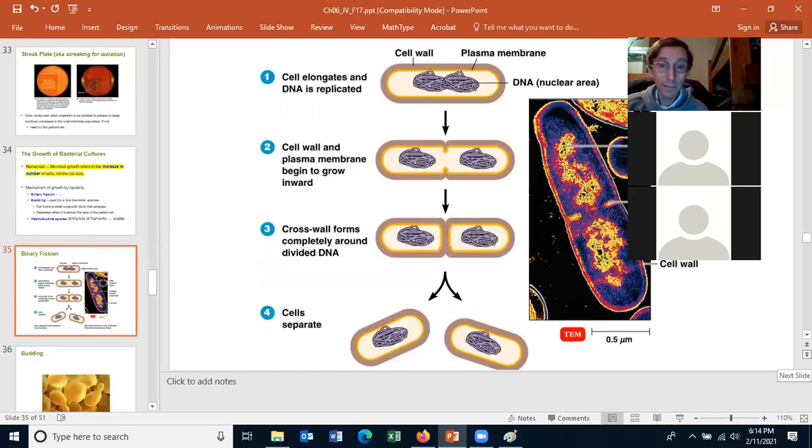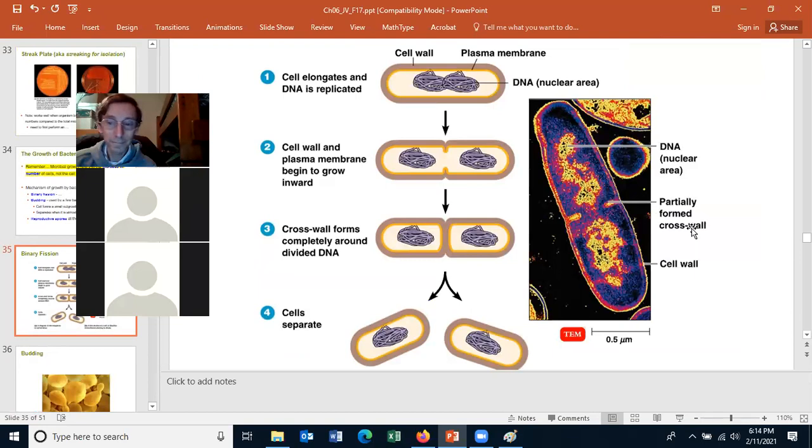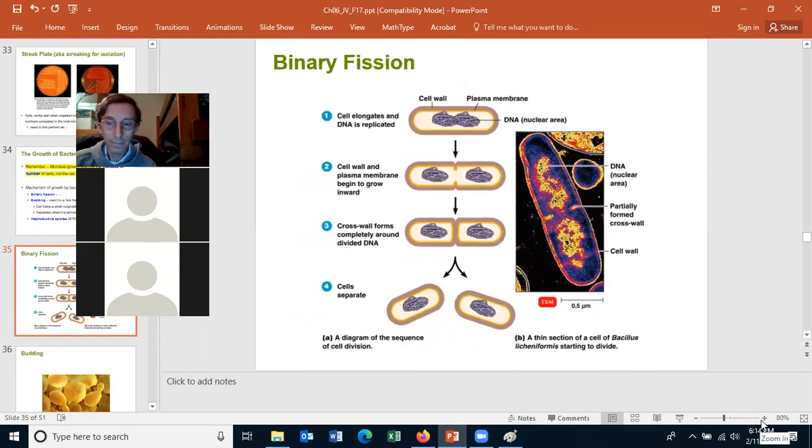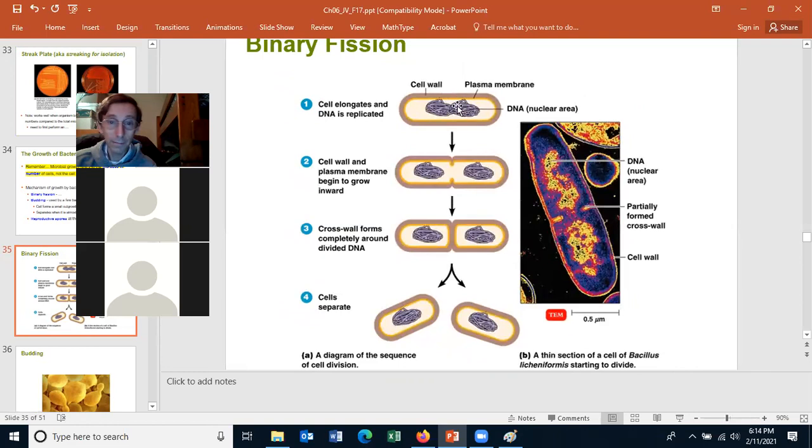Let's talk about the difference between binary fission and budding. In binary fission, the cells literally split into two. The DNA replicates. One DNA moves to one side of the cell, the other DNA moves to the other side of the cell, and then the cell starts forming a plasma membrane and a cell wall in between them.